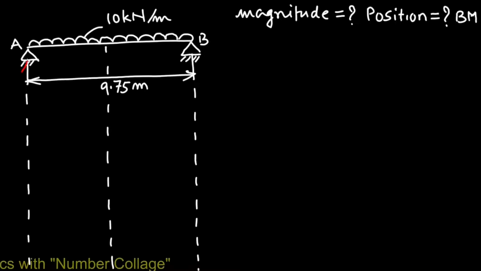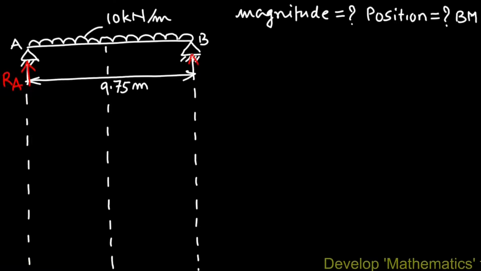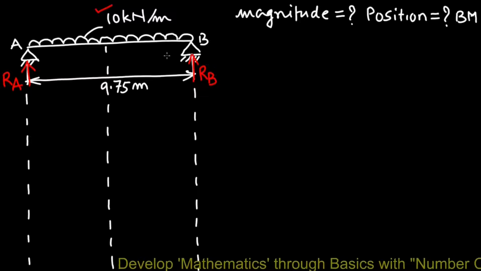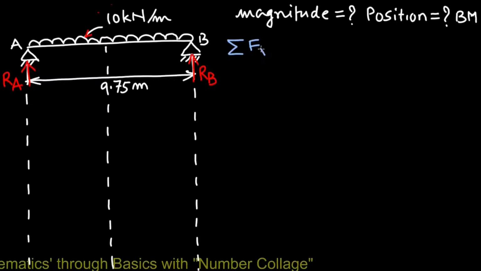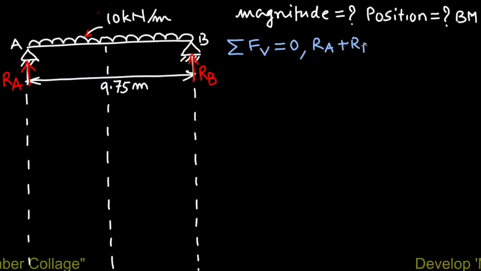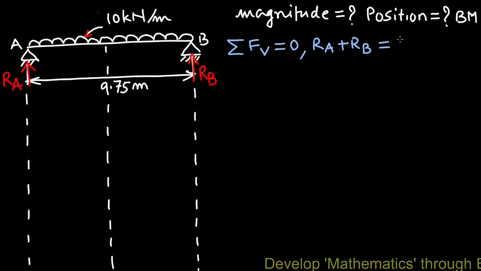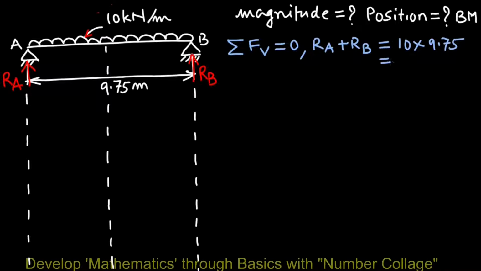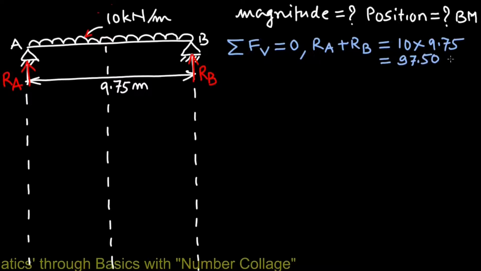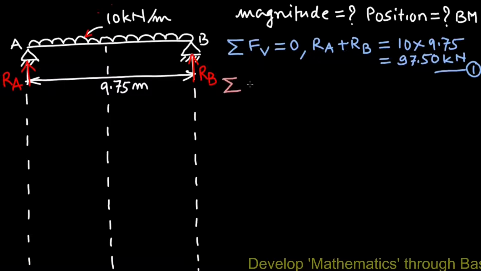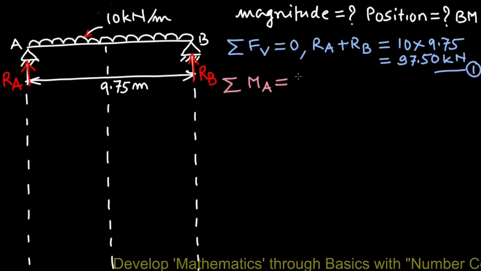Let support reaction at A be RA and support reaction at B be RB due to the UDL 10 kilonewton per meter. According to sum of vertical forces equals 0, we write RA plus RB equals the UDL 10 multiplied by its span 9.75. So that will be 97.5 kilonewton. Name this 1. Next, we have summation of moments about point A equals 0.